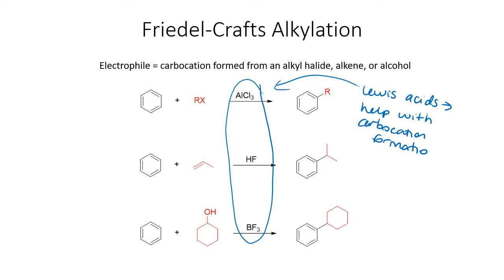So we learned last semester that carbocations don't form very easily. They're often the rate determining steps in different types of reactions. So these Lewis acids are there to really just promote that carbocation formation. So let's go ahead and take a look at the mechanism for Friedel-Crafts, and we will be using an alkyl halide and a Lewis acid.